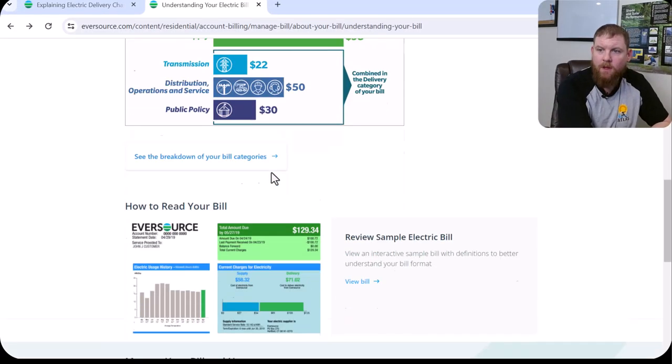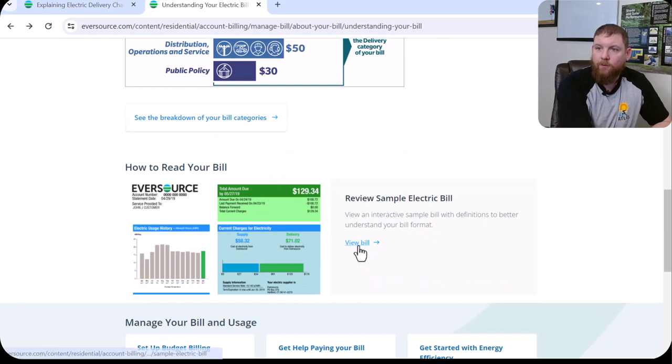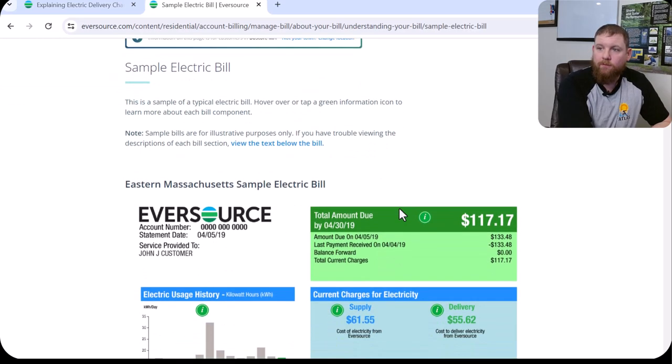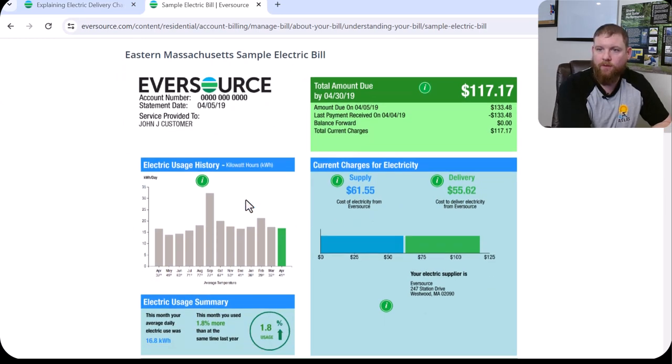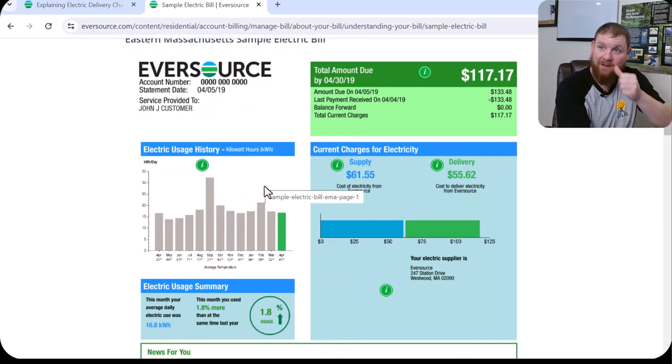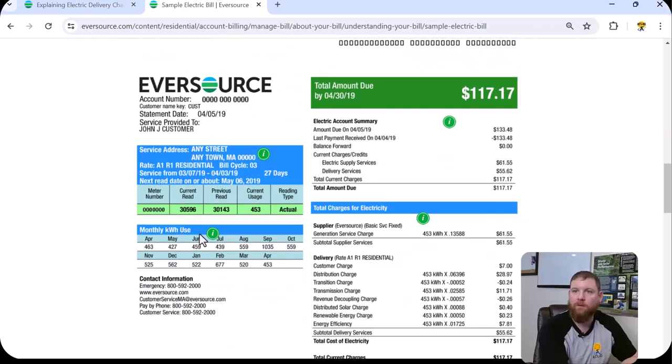So on their website, if we go onto the category where we can view a sample bill, this is a Eastern Massachusetts sample electric bill. So if you live in Eastern Massachusetts, this is what you can expect to see on the front page as well as the back page.